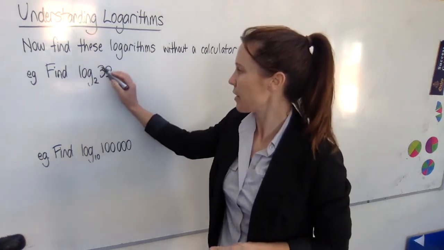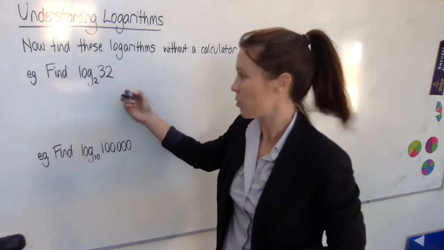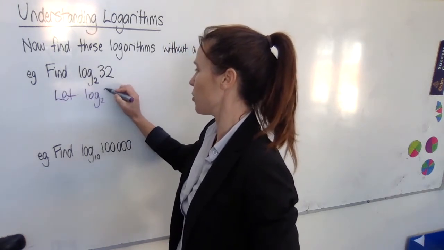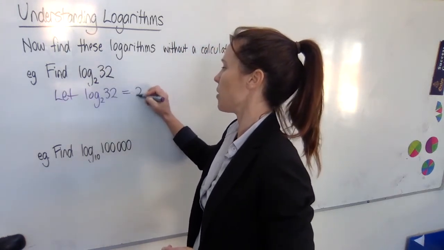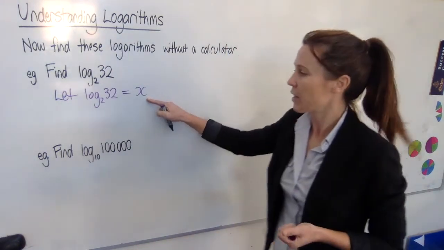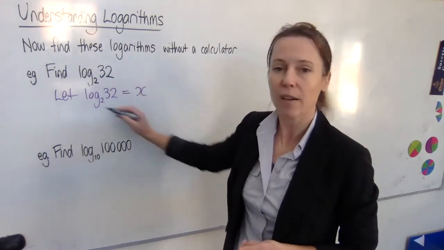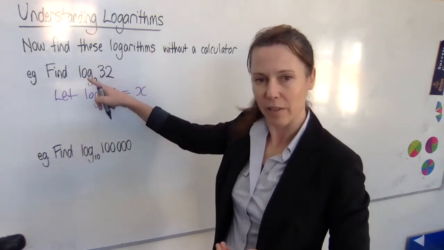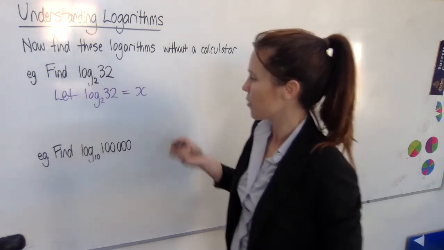If we're finding this, we could just let this equal, say, x. Let log base 2 of 32 equal x. And now, effectively, we're just trying to find x, aren't we? And we can now retell the story because we have all the elements. We've got the 3 parts that we need. Here we only had 2 parts. So this is a crucial first step in your thinking.